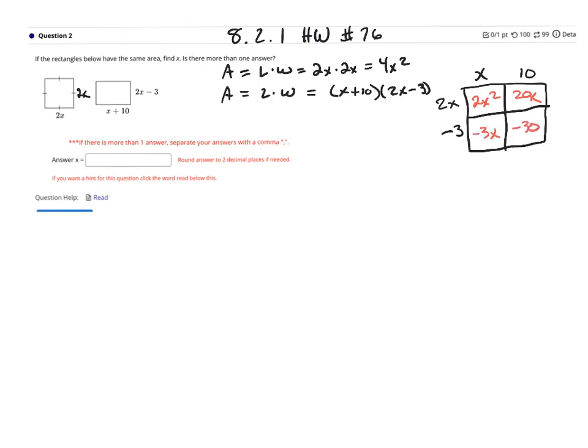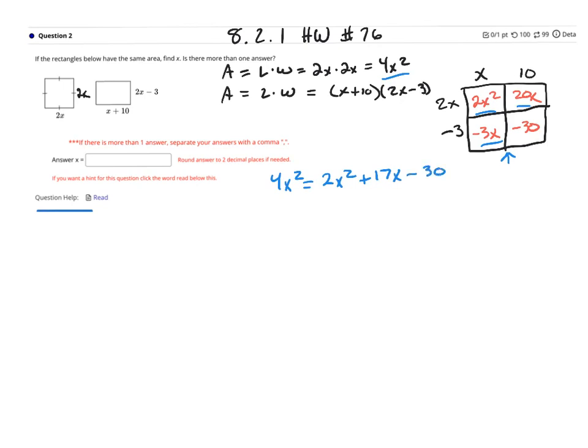So now I can write my equation. I'm going to take 4x squared and combine my like terms from here and make an equation. So it'll look something like this. 4x squared equals, I have 2x squared here. Here I have a positive 17x, and here I have a negative 30.